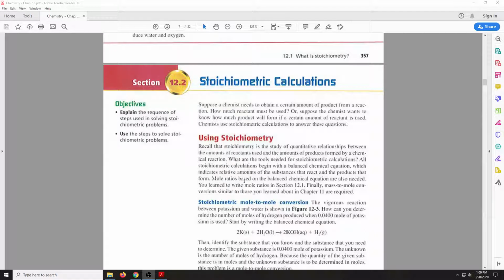So suppose a chemist needs to obtain a certain amount of product from a reaction. How much reactant must be used? Or suppose a chemist wants to know how much product will form if a certain amount of reactant is used. That's why we use this. So we have this many grams of the reactants, how much products are we going to get? Well, we can find out based off of stoichiometry.